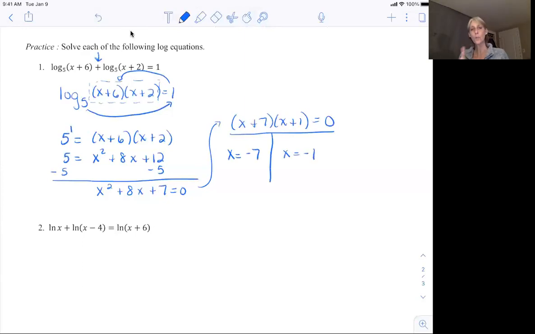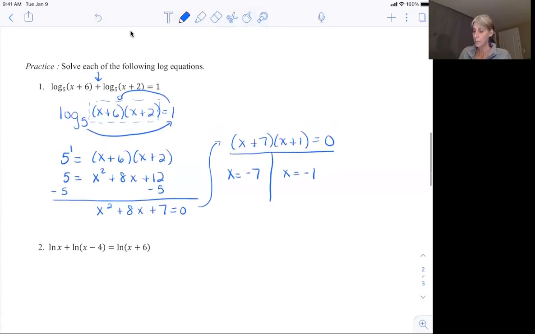Now remember, since the variable is in a log expression, we have to go back to the original and check each number. And it's got to be greater than 0. When I plug in -7, -7 plus 6 is a negative number. So I will reject this. When I check -1, -1 plus 6 gives me a positive. That's good. -1 plus 2 gives me a positive. That's also good. So x equals -1 is my solution.